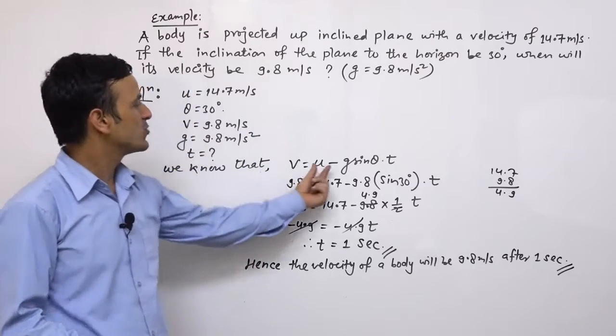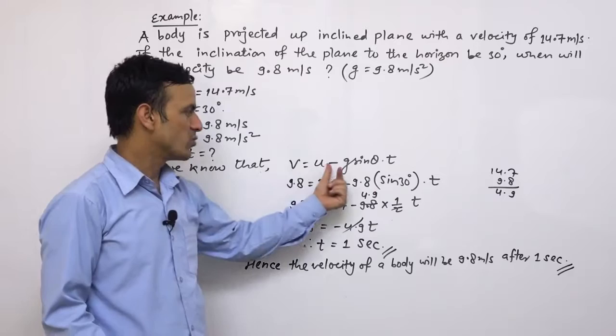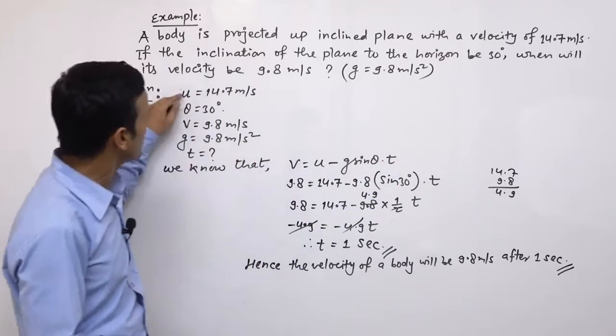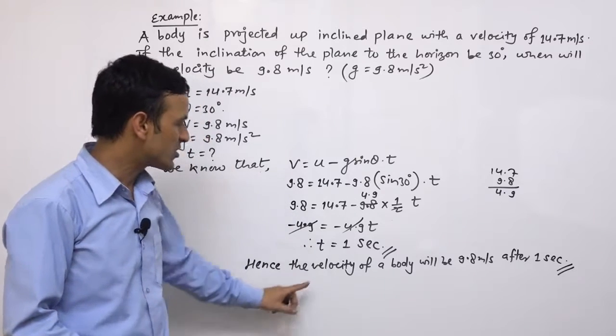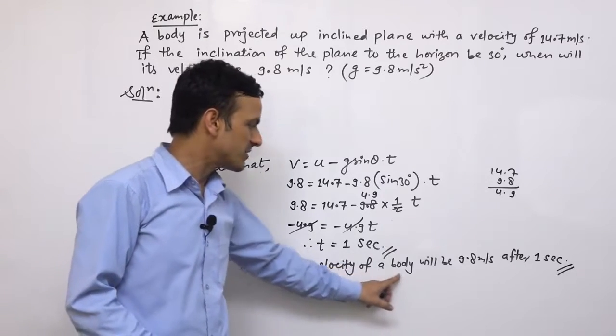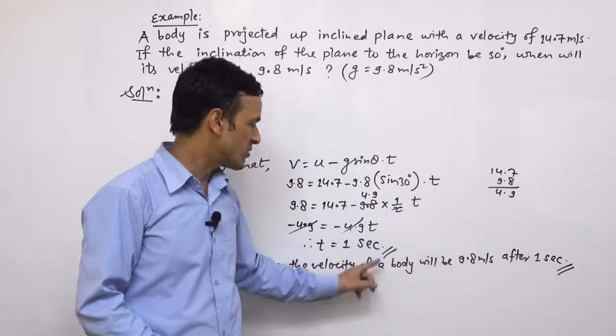So in this way, we can use this formula, v is equal to u minus g sin theta into t, according to the provided information. So this is the solution of the particle, velocity of the body after 1 second. So required time is 1 second.